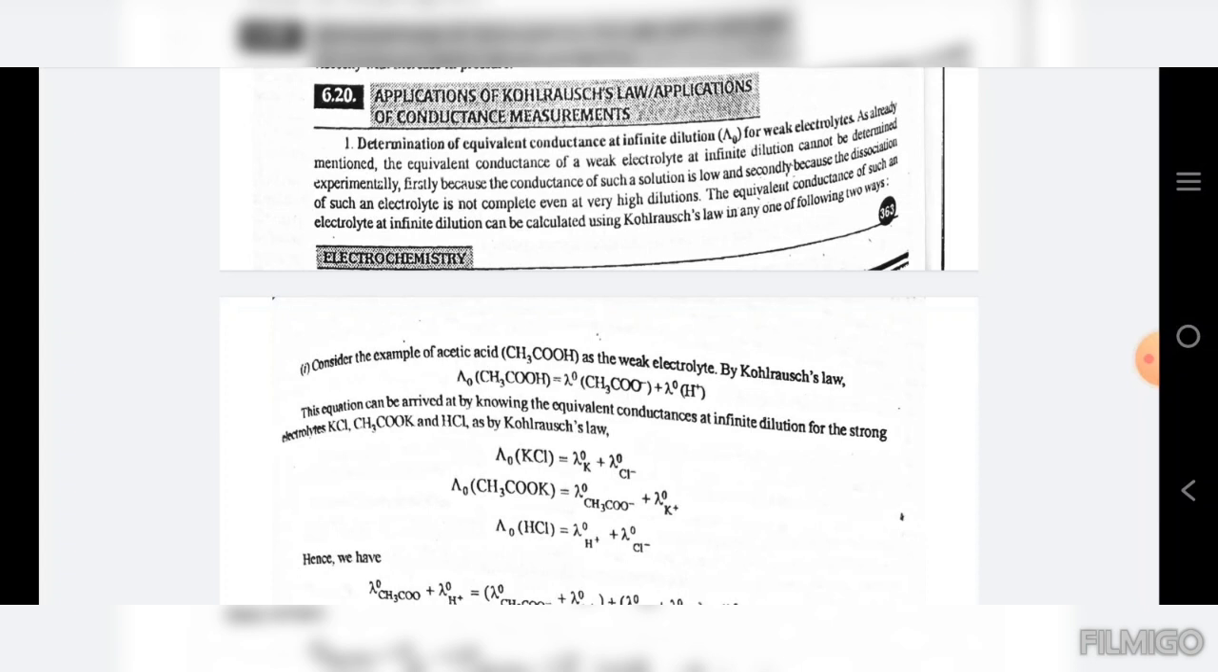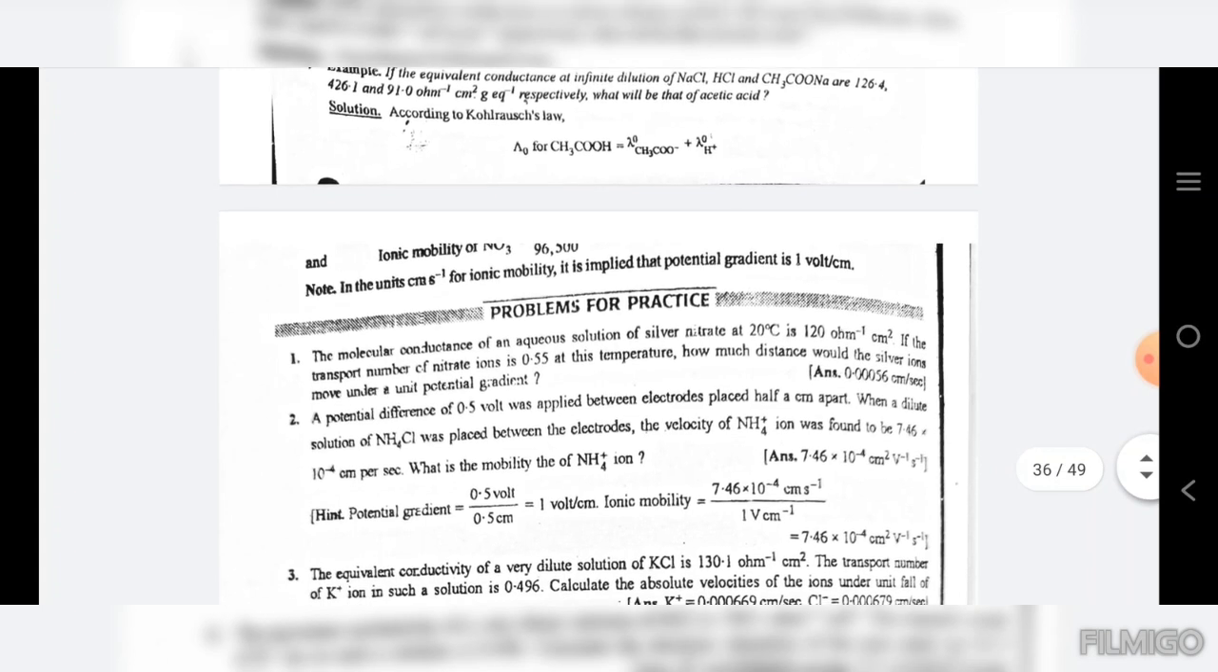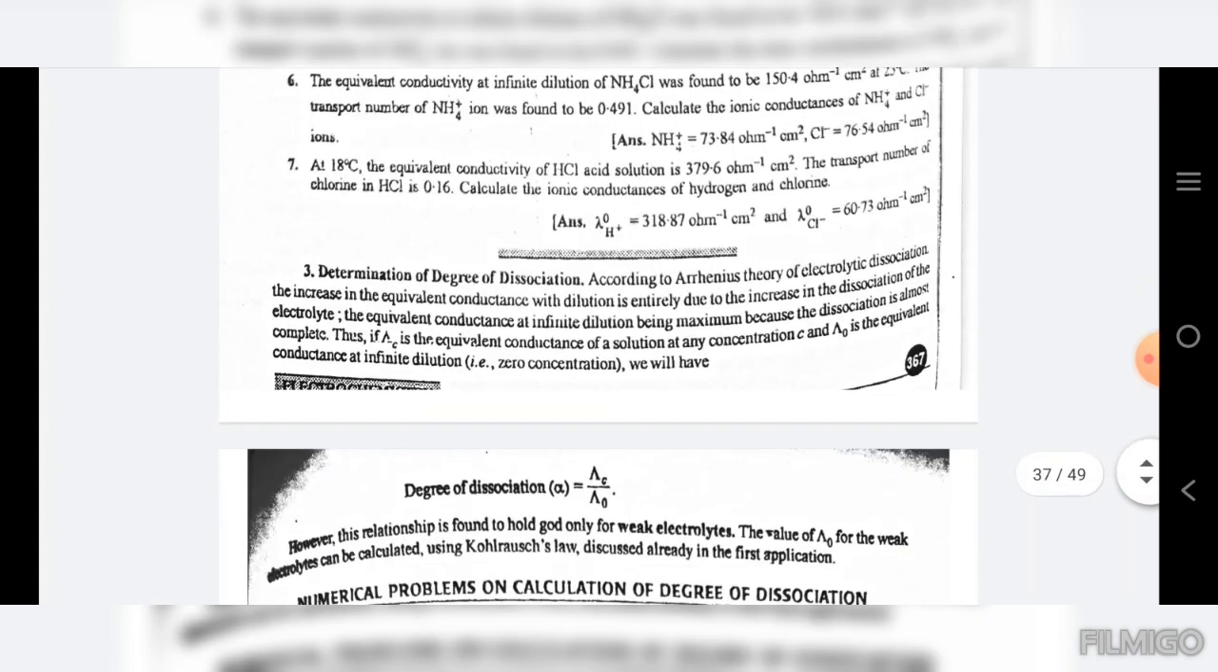As already mentioned, the equivalent conductance of a weak electrolyte at infinite dilution cannot be determined experimentally. Firstly, because the conductance of such a solution is low, and secondly, because the dissociation of such an electrolyte is not complete even at very high dilutions. The equivalent conductance of such an electrolyte at infinite dilution can be calculated using Kohlrausch's law in any one of the following two ways. Here the complete derivation and numerical problems on calculation. Here are some problem practice questions.